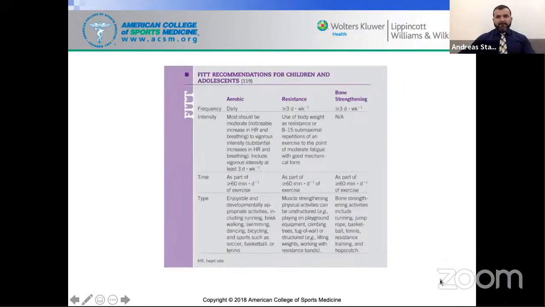These are specific guidelines, and I want to go back to an initial comment I made that resistance training is bone strengthening. Bone strengthening activities is not just resistance training. And you see examples such as running, jump rope, basketball, tennis, hopscotch, all of this, climbing a tree, whatever. These are bone strengthening exercises, right? So yes, resistance training will strengthen the bones, but it's not the only thing they should be doing. That's crucial for them.